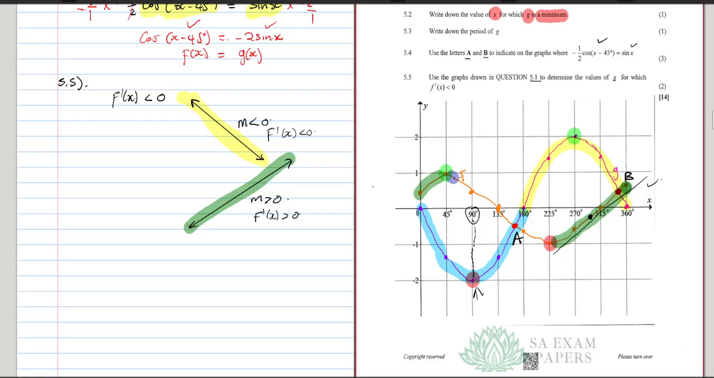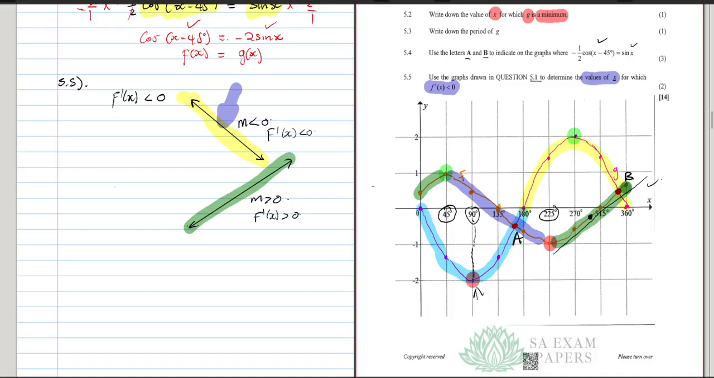for this part of the graph that I'm highlighting in purple, it's going to give us tangents that are slanted like that yellow line. So the gradient is going to be negative. So we are looking for the x values for which this is true. Let me go back to writing mode. Okay, so it starts at 45 and ends where?